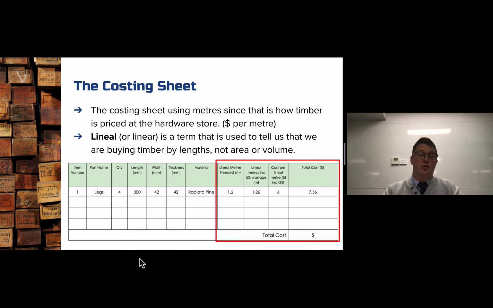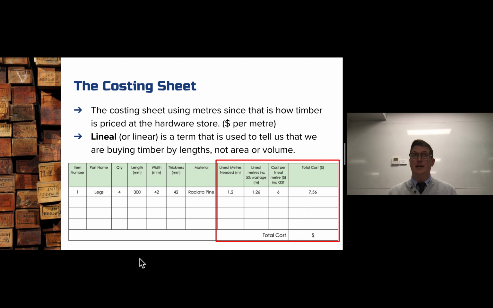Once we've got that sorted, we then move across to the right-hand part of it. And this is where we start actually costing out our project. The costing sheet uses meters because we buy our timber by the meter. Okay? What we call a lineal or linear meter. What this reminds us when we're buying timber is that we are buying the timber by the length, not by the volume of timber, because timber is 3D, so it's got thickness, width, and length. So we're not buying a 3D volume of timber, we're just buying pieces of timber by the meter, by the length.